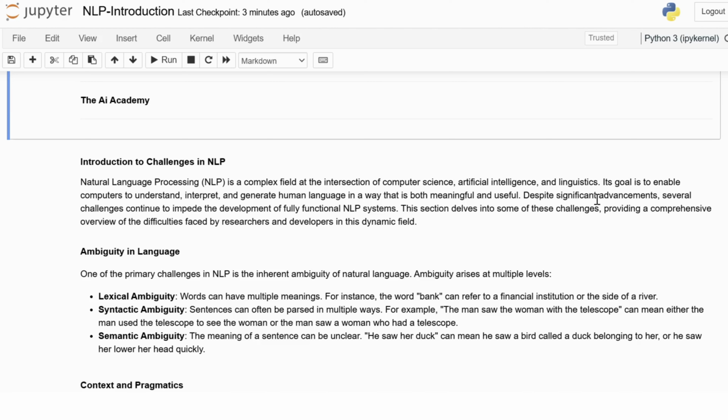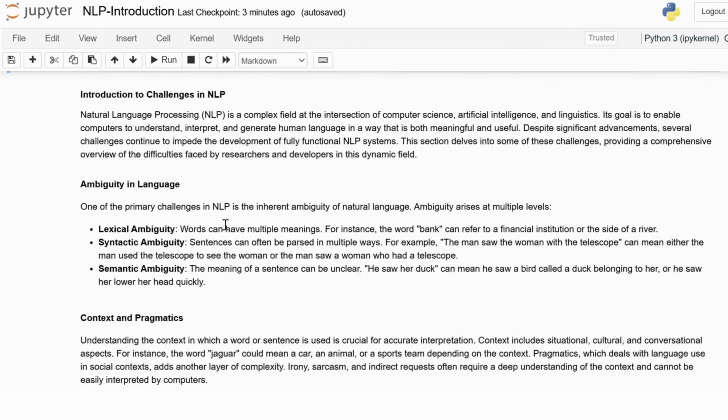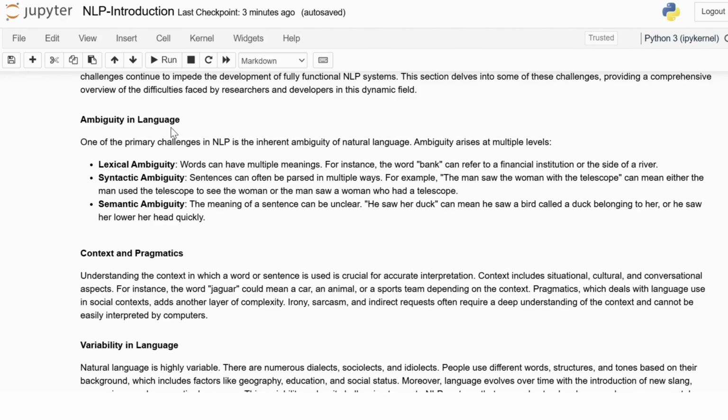Despite significant advancements, several challenges continue to delay the development of fully functional NLP systems. Today we will discuss some of these challenges, providing a comprehensive overview of the difficulties faced by researchers and developers in this dynamic field. Let us first discuss ambiguity in language.